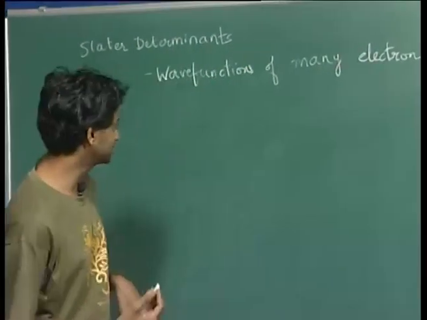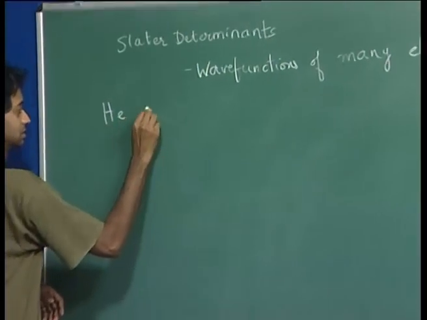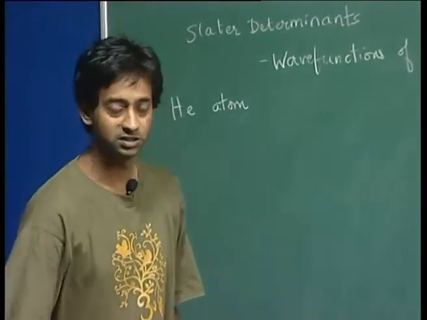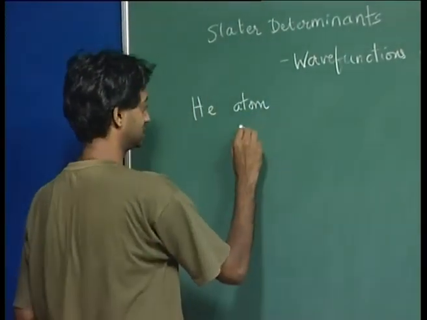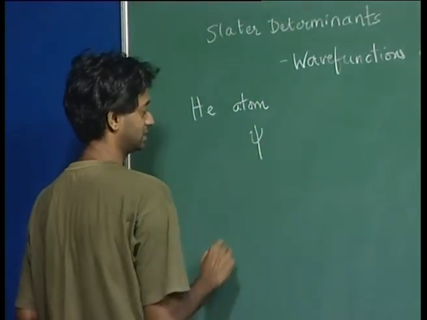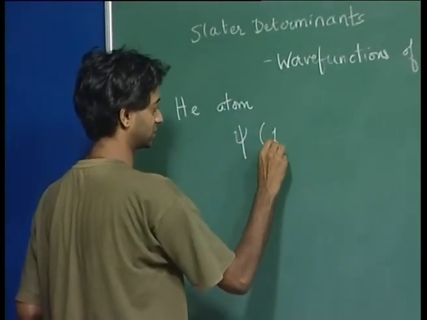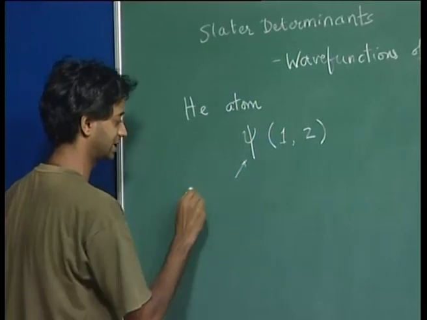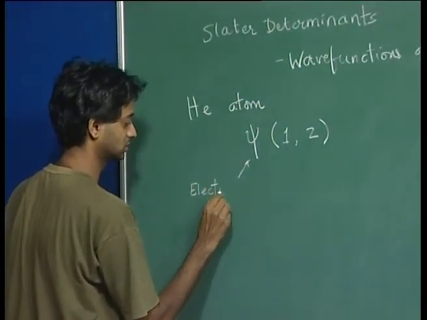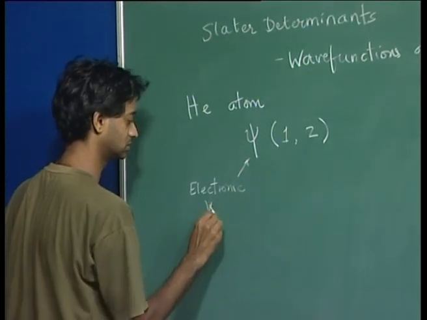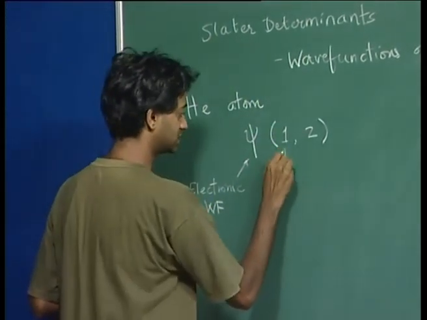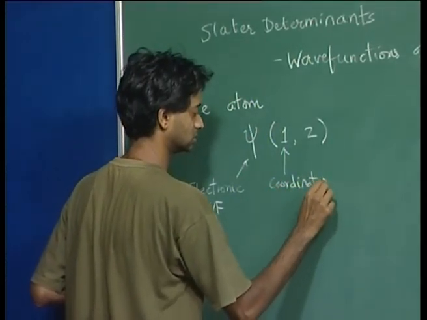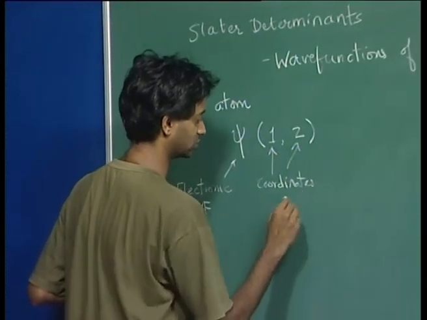So, for this let us consider the case of a helium atom. The helium atom has two electrons. So, the electronic wave function of the helium atom is a function of the coordinates of both electron 1 and electron 2. Okay. So, this is the total electronic wave function, and 1 and 2 are coordinates of electrons.